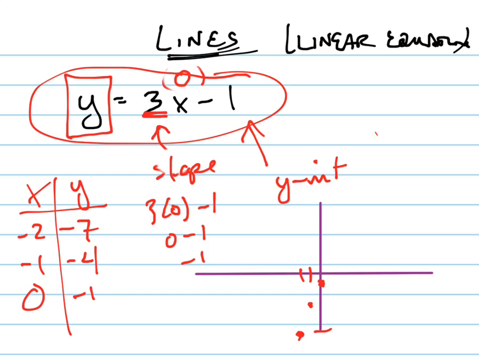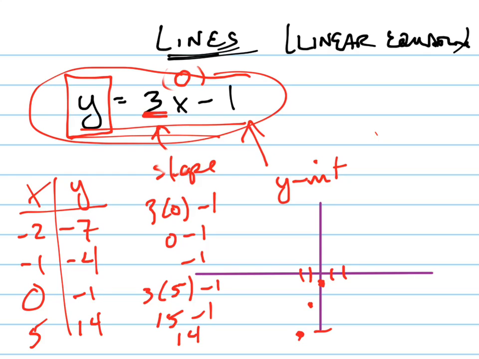It's a line. All the values that make this equation true, all of the points, the ordered pairs that make this equation true, when I plug in something for x, let's try 5. When I plug in 5 for x, 3 times 5 minus 1, 15 minus 1 is 14. Guess where 5, 14 is going to be? It's going to be right on the line.